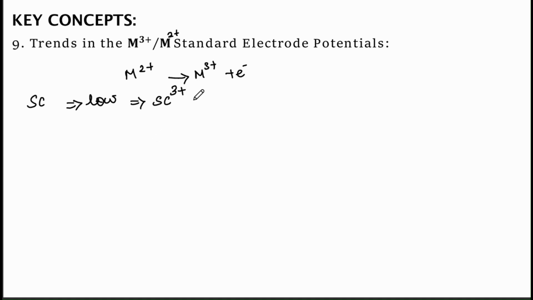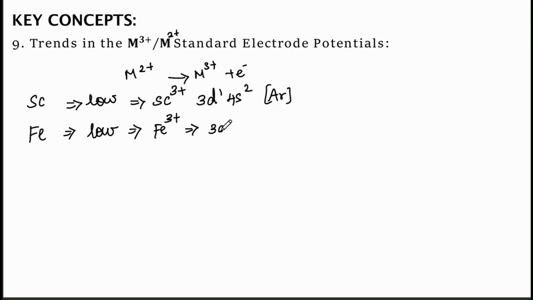And why? Because after the loss of all the 3 electrons, that is 3d1 4s2, it acquires the noble gas configuration, argon configuration. So it is easy for the conversion of the +2 oxidation state to the +3 oxidation state. Then similarly for iron also, the value is low. In the trend the value is low, so it suggests that iron is stable in the +3 oxidation state, because in that oxidation state it will have 3d5 configuration, which is the half filled configuration.